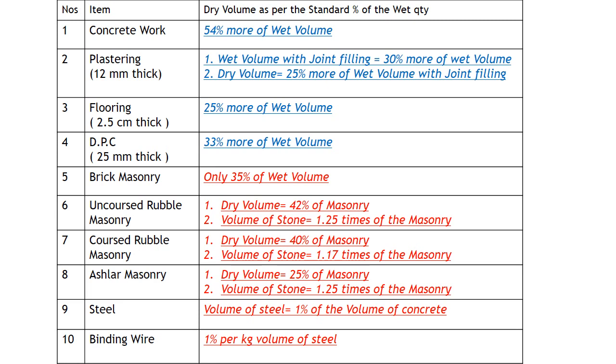Next is for flooring work and DPC work. Again, the dry volume increases by 25% and 33% respectively. Then for brick masonry, over here the dry volume decreases. The dry volume is just 35% of the wet volume. You need to learn this chart by heart. It would be helpful in finding out the rate analysis.